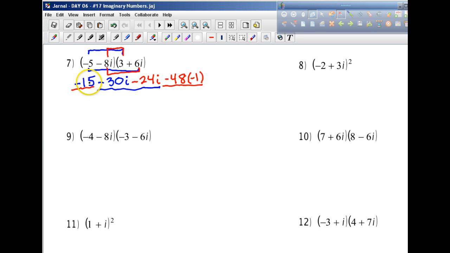Alright, so we have -15 plus 48. What is that? 33. Is that correct? 33, okay. Positive or negative? Positive, okay. And then -30 and -24? -54i. Yep, that's good. Okay. So yeah, big idea here is, i squared equals -1. Don't leave i squareds when you're doing your work. Just change them to -1s right when they happen.